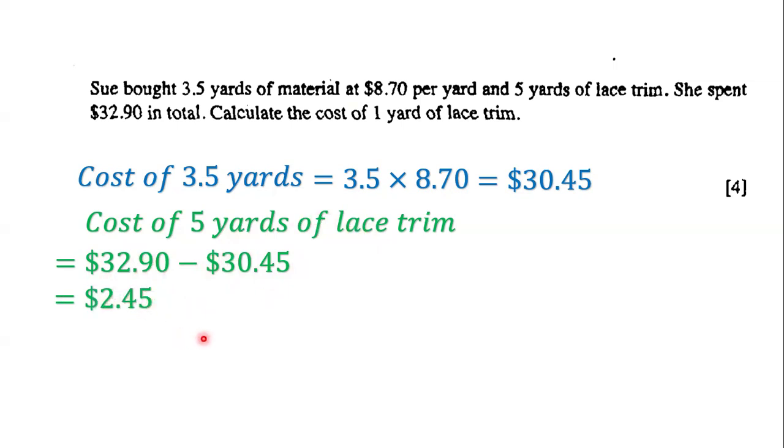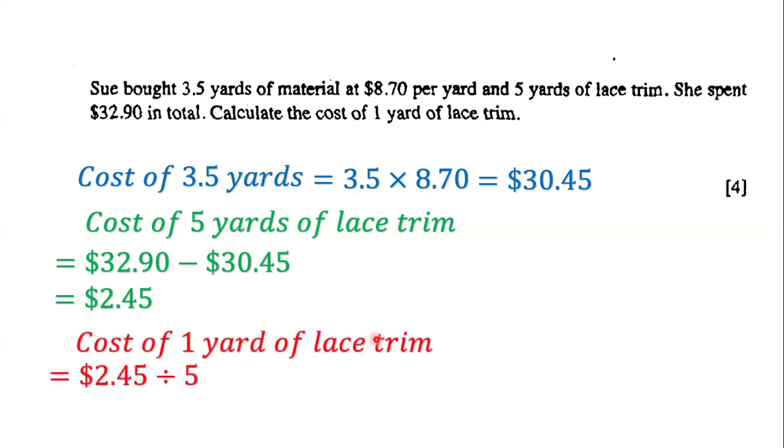Now, if we know the cost of 5 yards of lace trim, then what is the cost of 1 yard of lace trim? Well, we just have to divide, right? So the cost of 1 yard of lace trim is going to be $2.45 divided by 5. And $2.45 divided by 5 is 49 cents. And so the cost of 1 yard of lace trim is 49 cents. And that's the answer to this question.